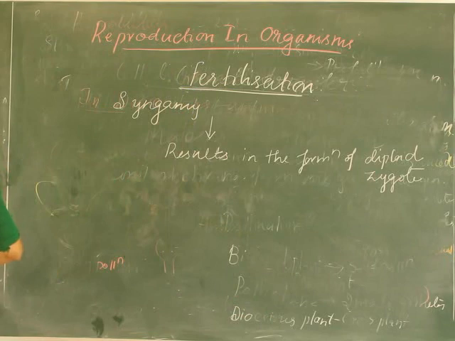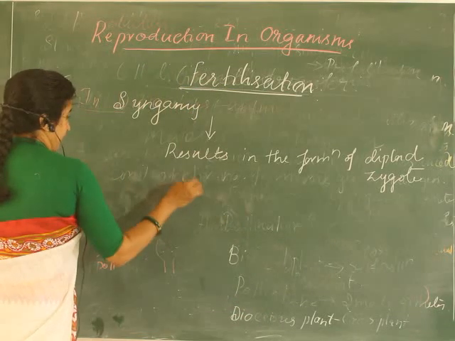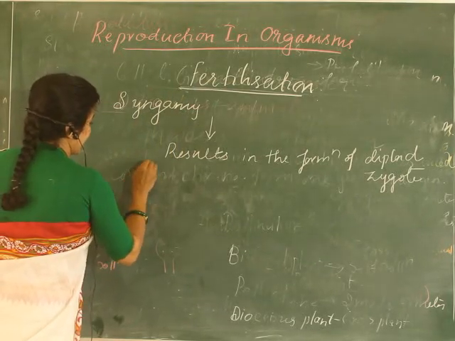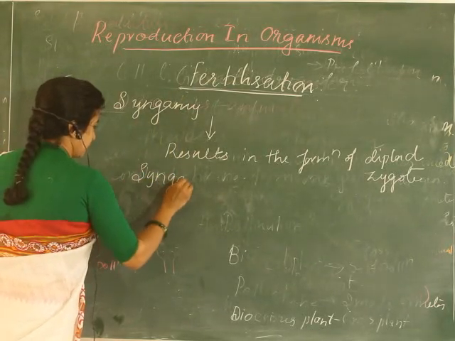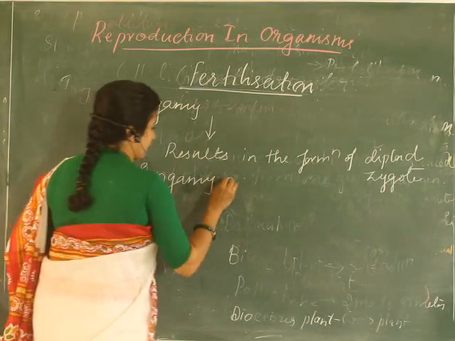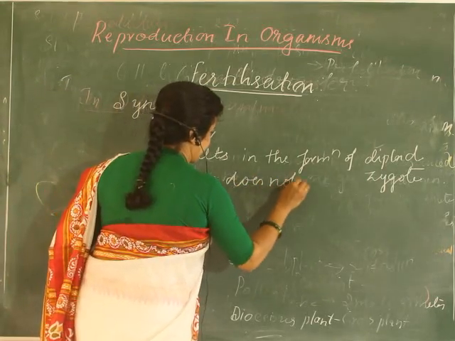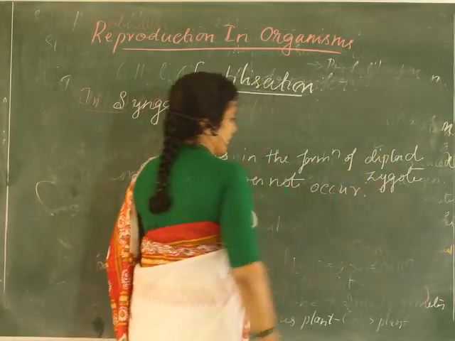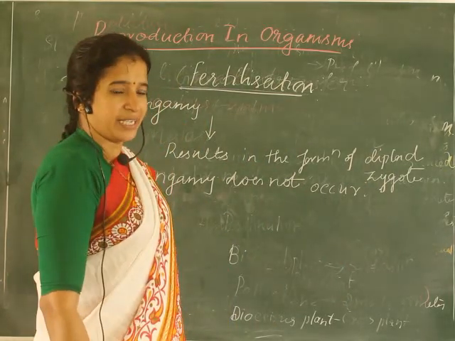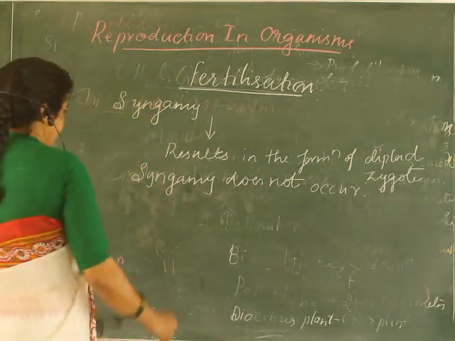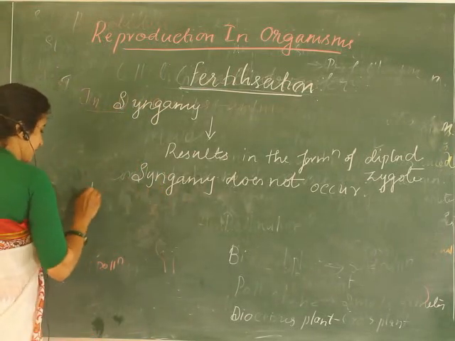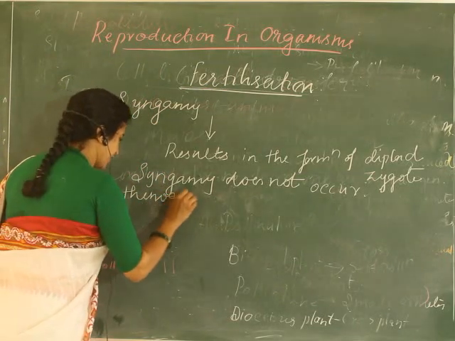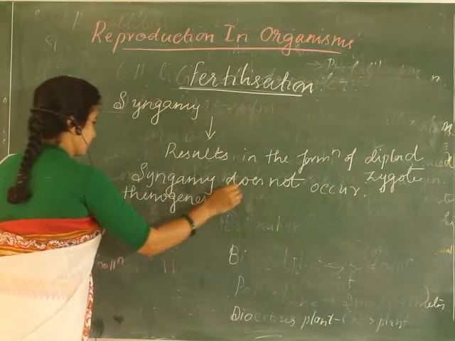Now there is a case which happens in nature where syngamy does not occur. Sometimes syngamy cannot occur. So what will happen if the syngamy does not occur? There is a process called parthenogenesis.